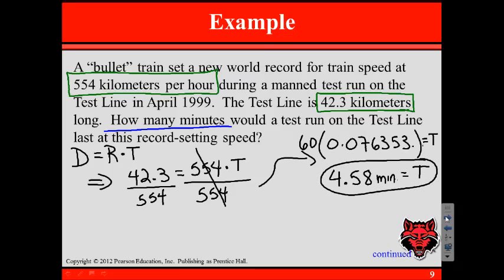If you had a problem like this, and you should have something similar to this in your homework, you will be told how to round, whether it's to the nearest whole minute, 1 decimal place, 2 decimal places, or so on.